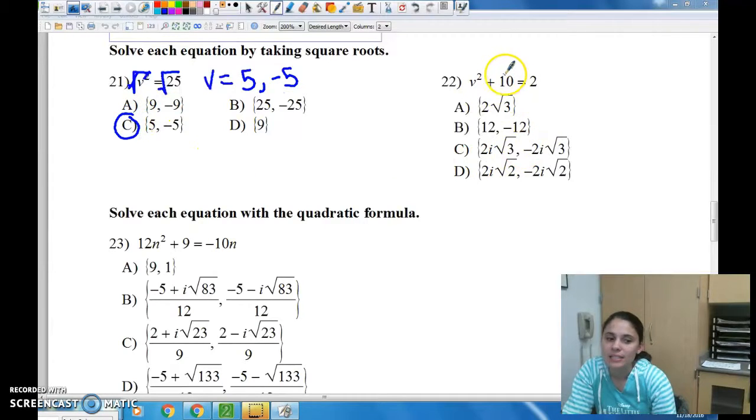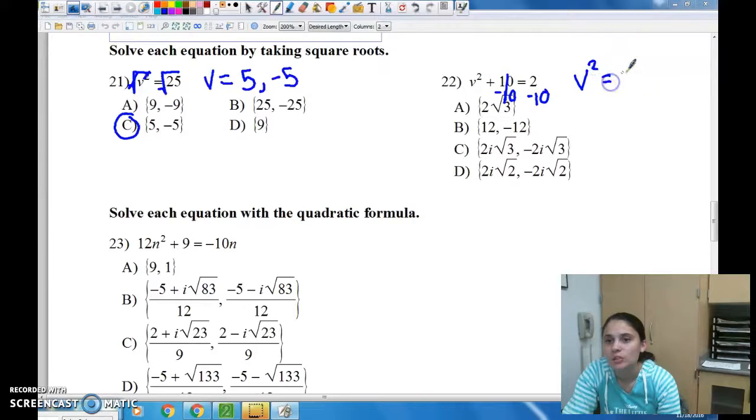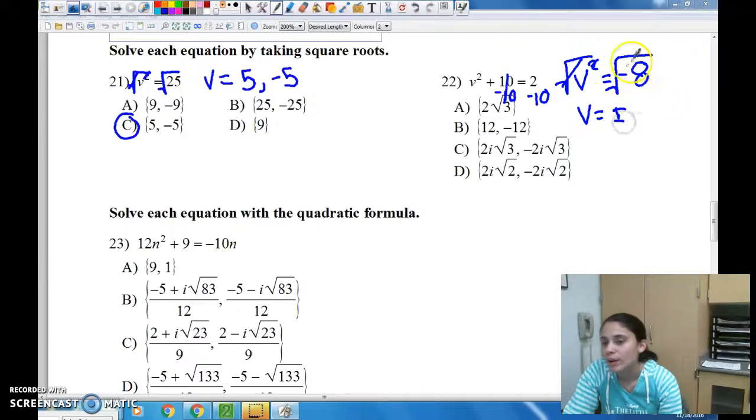This one is the same idea, except my v squared is not by itself yet, so I need to get it by itself before I can take the square root of both sides. So I'll subtract 10 from each side, so these cancel, and I have v squared equals 2 minus 10, which is a negative 8. Then I take the square root of this side and this side, and I have v equals plus or minus the square root of negative 8.